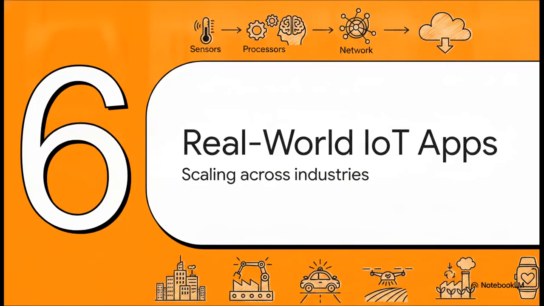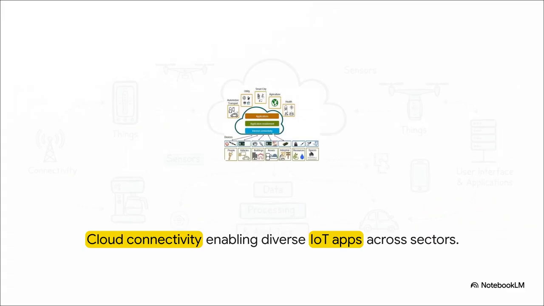Which brings us to Section 6, Real-World IoT Applications. Now that we have the sensors, the processors, the network, and the cloud all working together, we can see how this fundamental architecture scales across entirely different industries. In smart cities, it's managing traffic lights and optimizing waste collection. In agriculture, it's powering precision farming where soil sensors completely automate irrigation. In healthcare, wearable devices are tracking patient vitals and alerting hospitals instantly if something goes wrong. And in the industrial IoT sector, or IIoT, this architecture is creating true smart factories where machines are self-optimizing and completely automating quality control in real time.